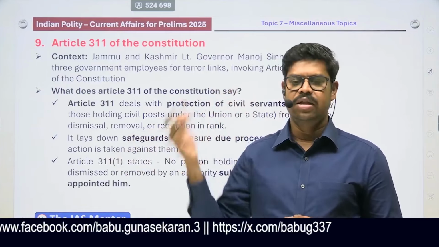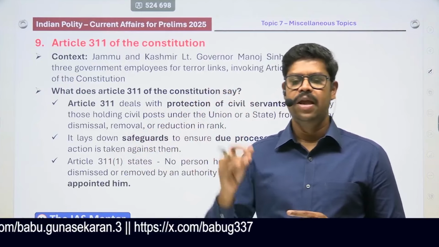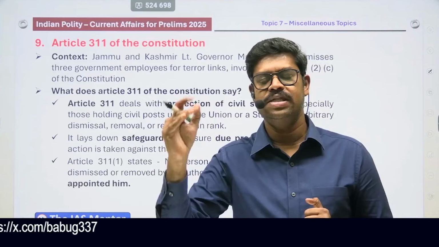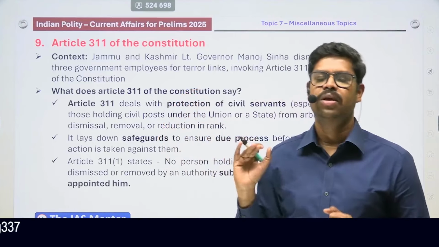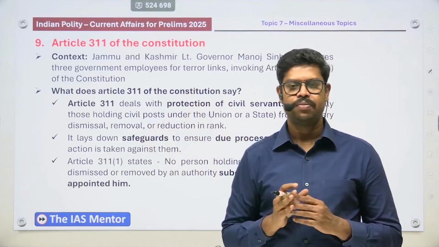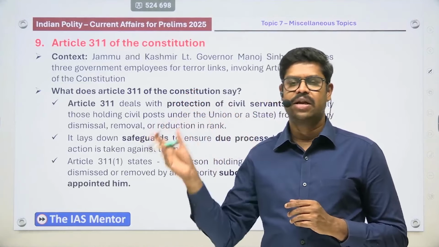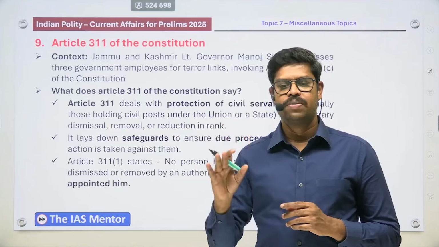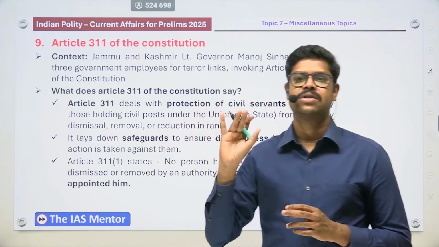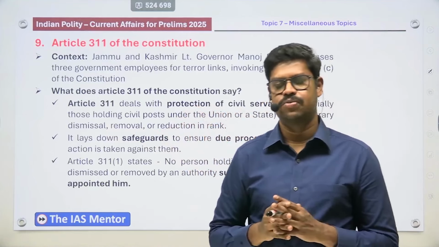What is Article 311 saying? That no person in government service can be removed by an authority subordinate to the appointing authority. That is what Article 311 clause 1 is saying. No person subordinate to the appointing authority can remove or dismiss that particular person from the service.